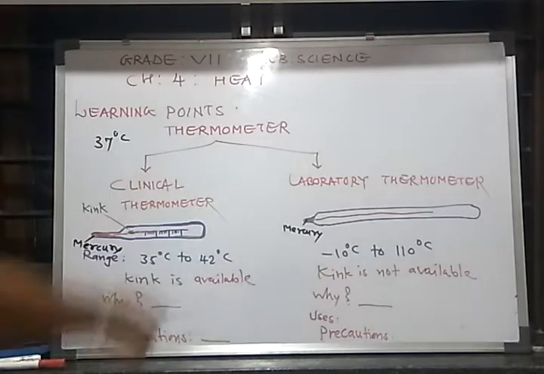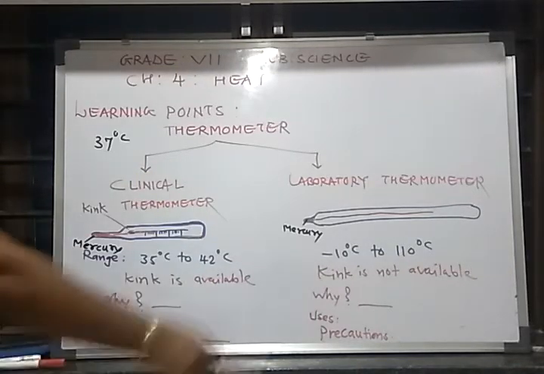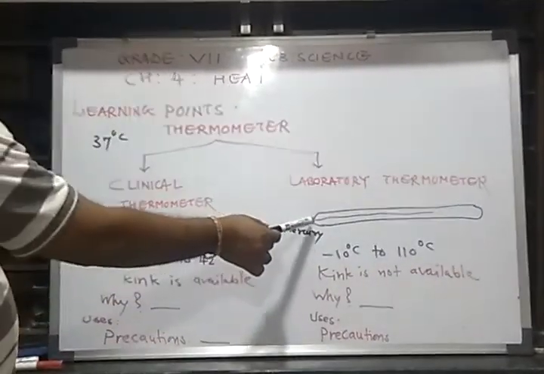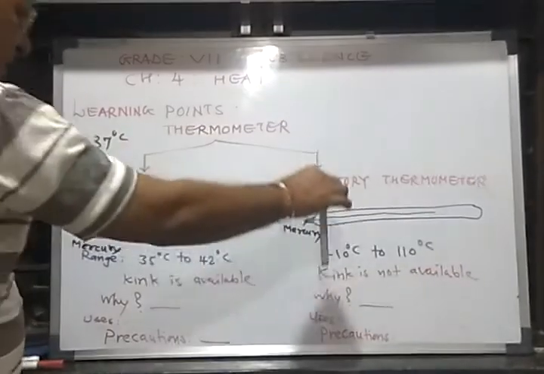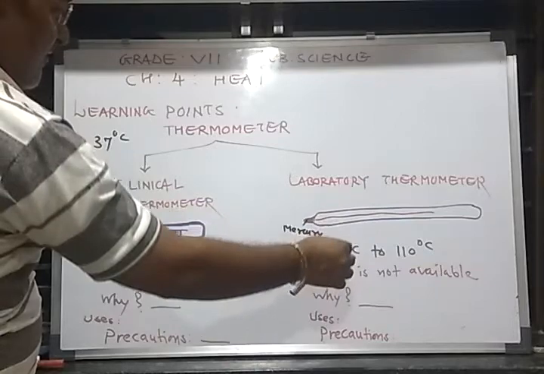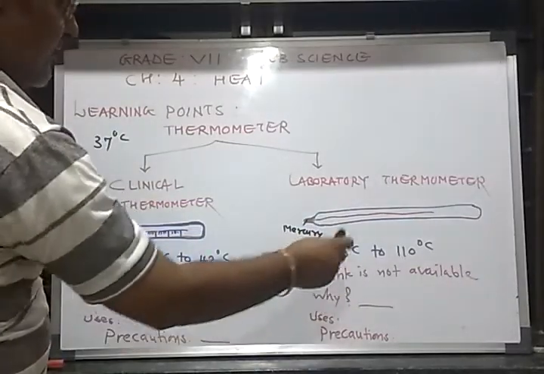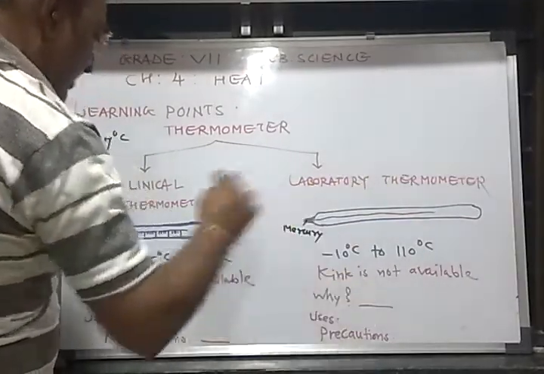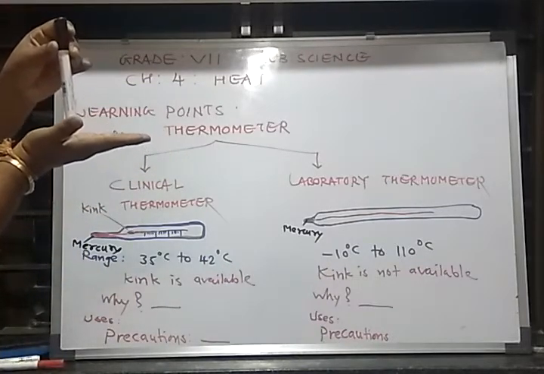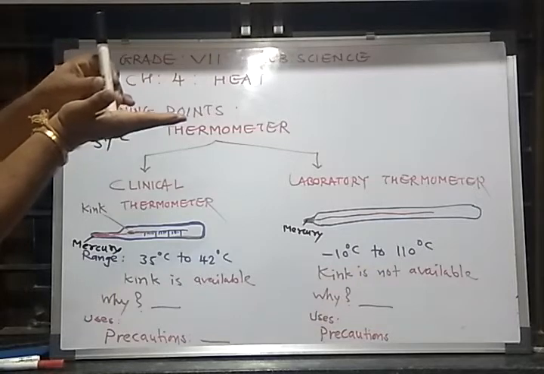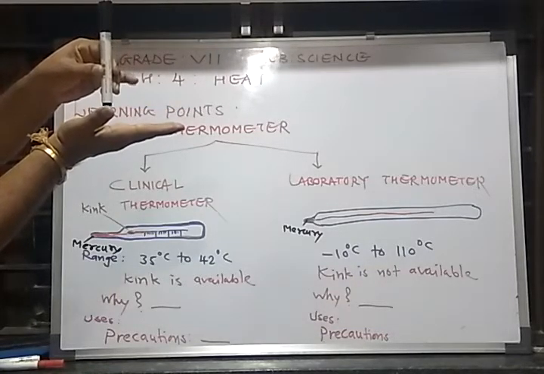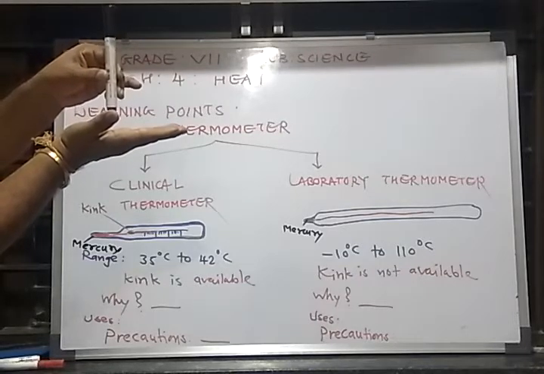Let's talk about this laboratory thermometer. When we perform an experiment, we have to hang this thermometer freely this way, upright. It should not be tilted. The thermometer must be upright like this. Wherever we put the thermometer, it should not touch the bottom of that beaker. It should be slightly above the bottom surface of the container.